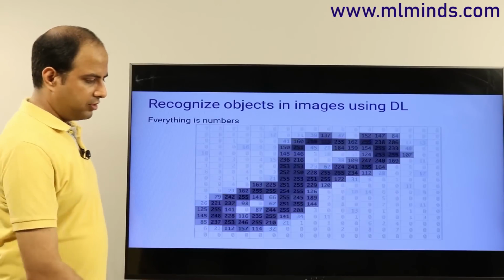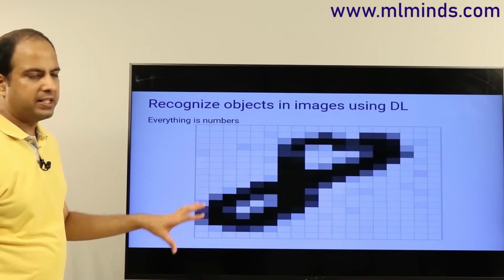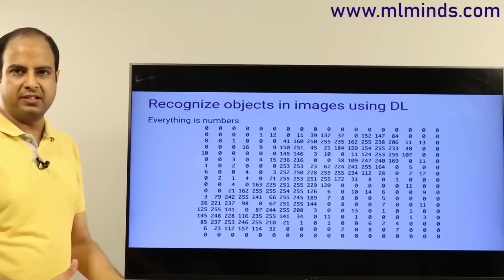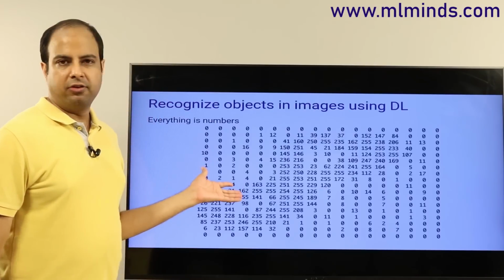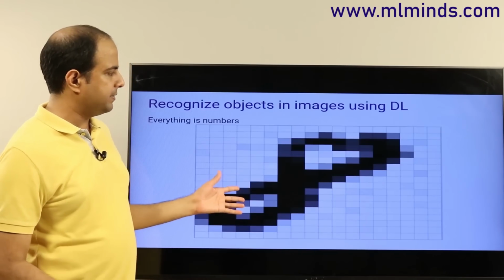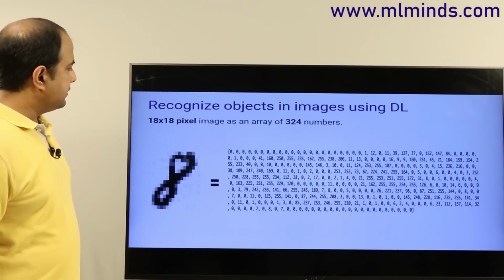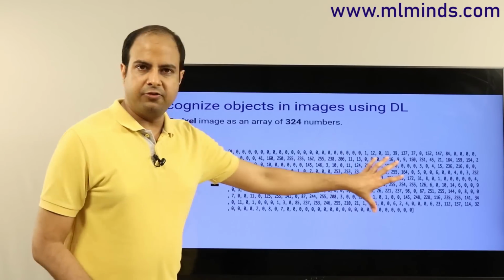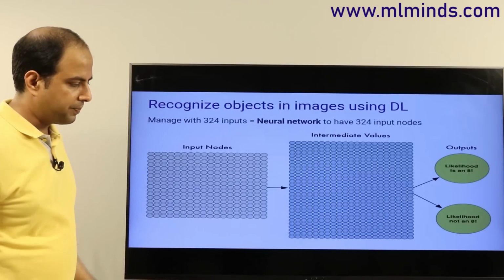It turns out that when a programmer looks at images, everything is just numbers. For example, this image of 8 is actually a bunch of these numbers that you see. This is a grayscale image, so there's only one number per pixel. Thus this particular image can be thought of as an array of 324 numbers, like an 18 cross 18 image.